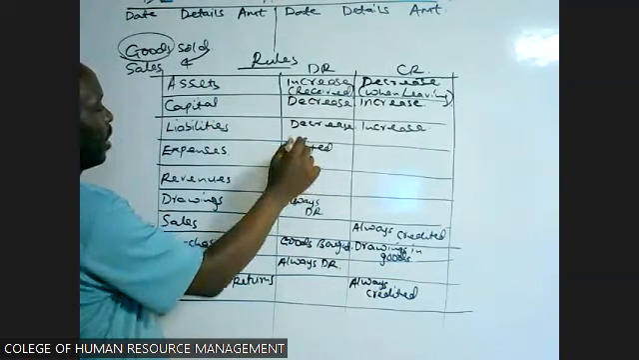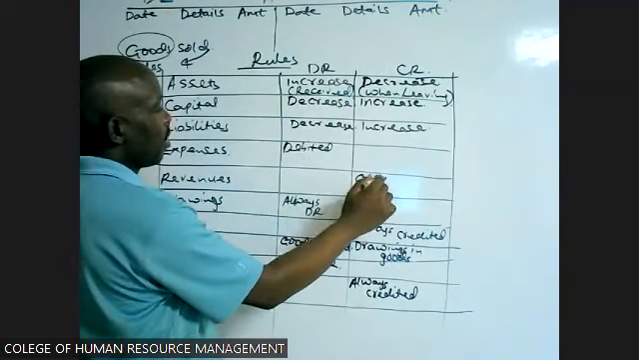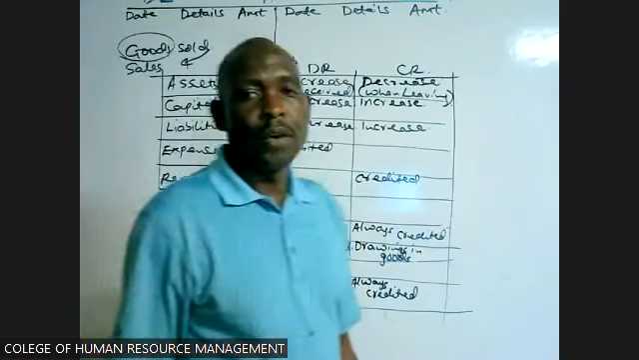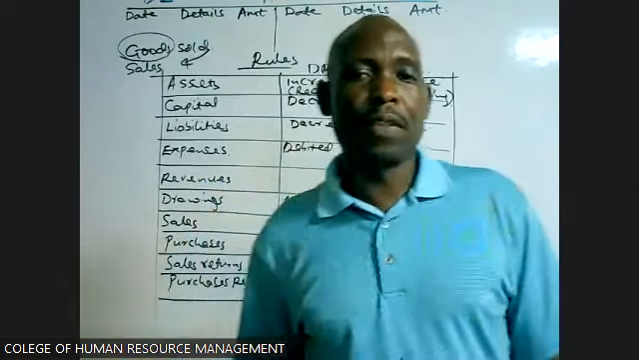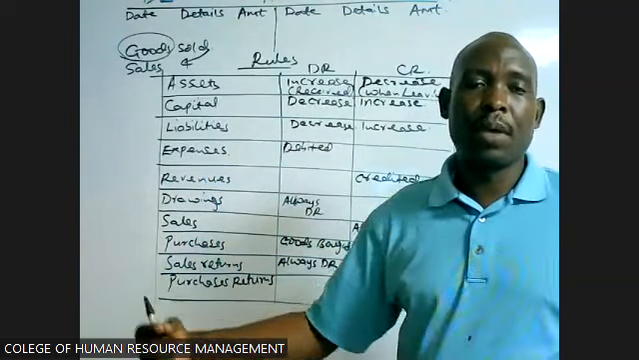They are normally debited anytime we pay them. Revenues, credited. Revenues are sources of income. Actually, sales is among them. When you sell, you credit because that is a source of income.